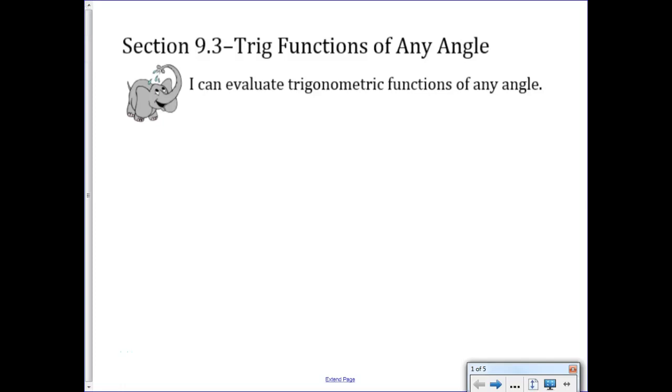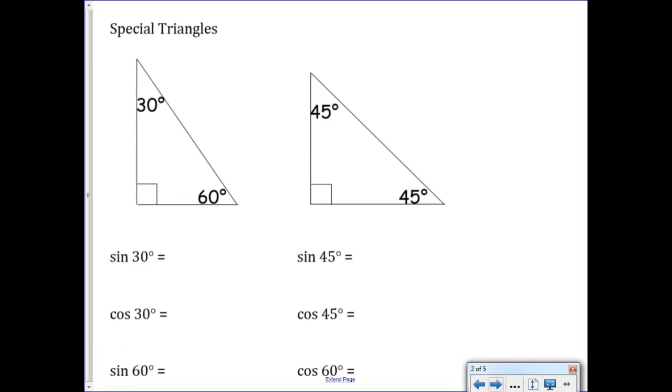Hey guys, today we are talking about trig functions at any angle, and we are going to get a little more in depth and add another piece to our unit circle and do some more calculations using our unit circle. So first off, I'm going to take you back to geometry for a minute, talking about special right triangles here.